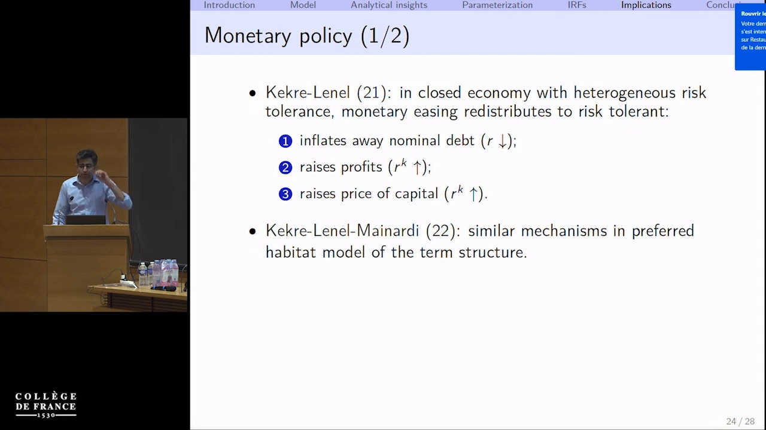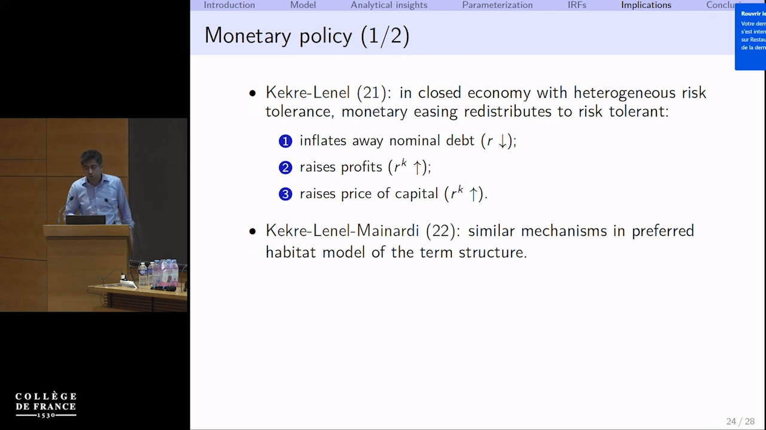Let me, given the time, talk about monetary policy and then conclude. In now a couple papers, Moritz and I have been exploring the role of redistribution in these types of models with investors having differences in risk-bearing capacity in the transmission of monetary policy. In our paper in Econometrica, we argue that in a conventional sort of standard closed economy New Keynesian model, a monetary policy easing systematically will redistribute wealth to relatively risk-tolerant investors, because those investors will endogenously be levered in capital, and a monetary easing will redistribute to them by inflating away their nominal debt burden, by raising the profits they earn through capital and raising the price of capital.